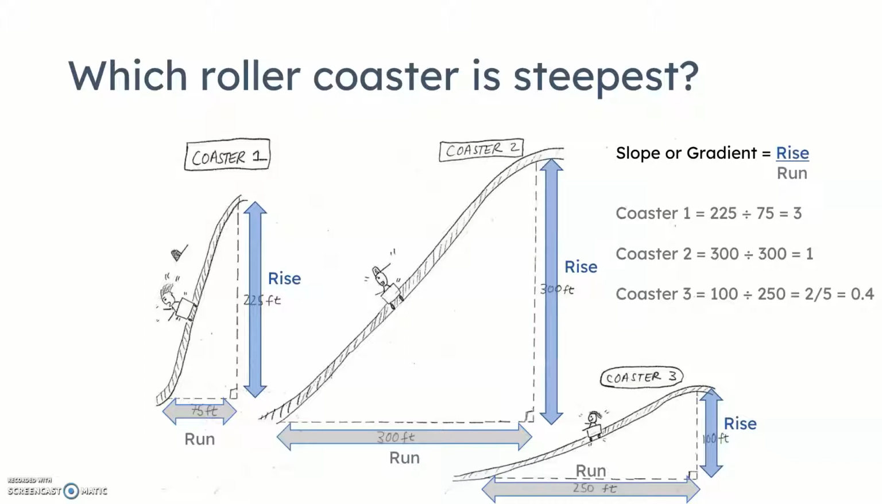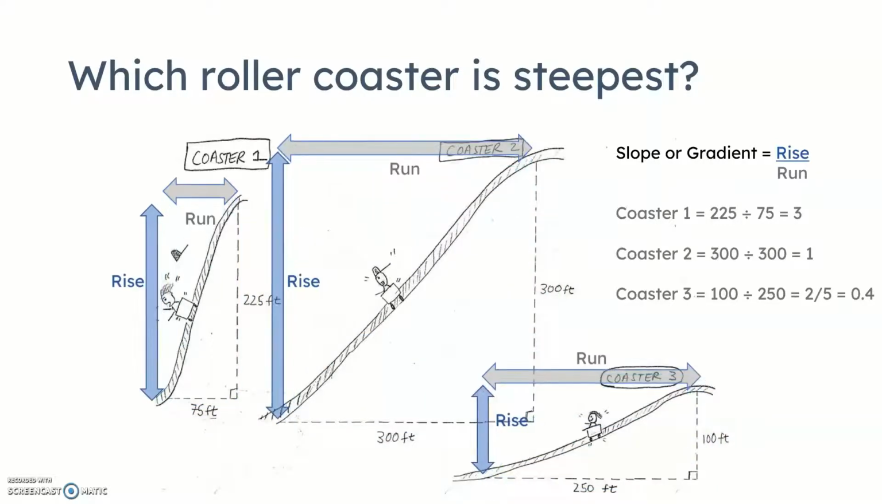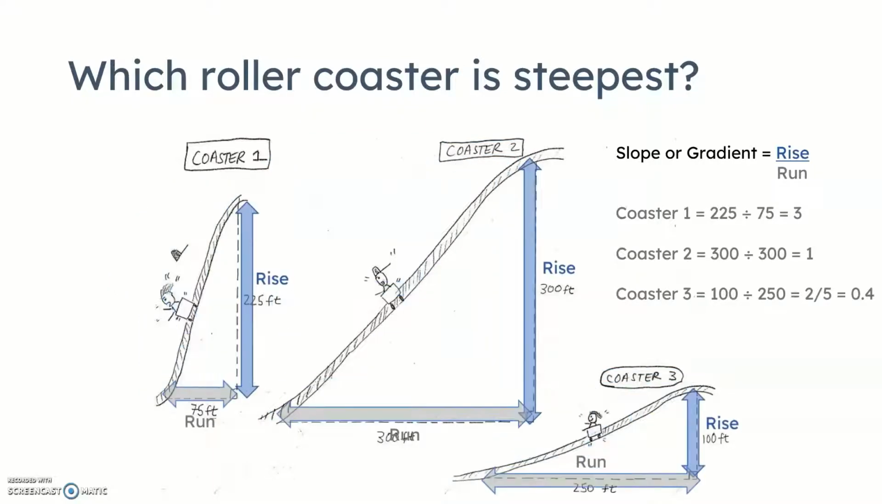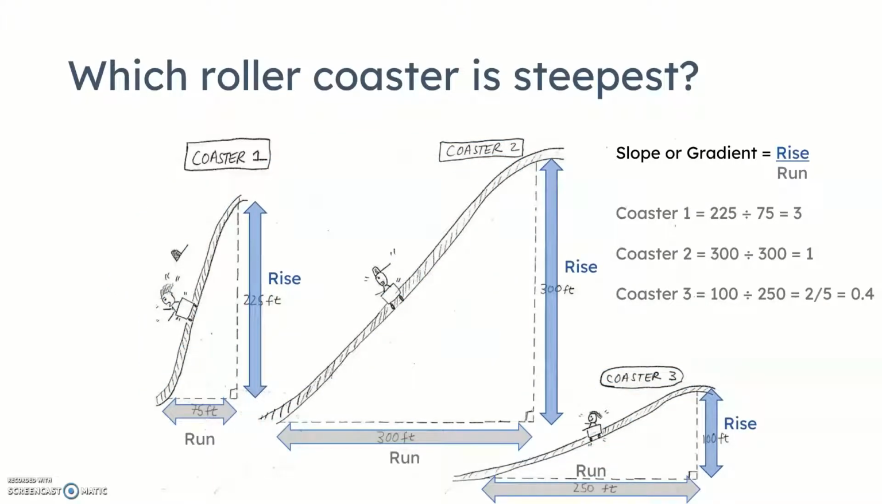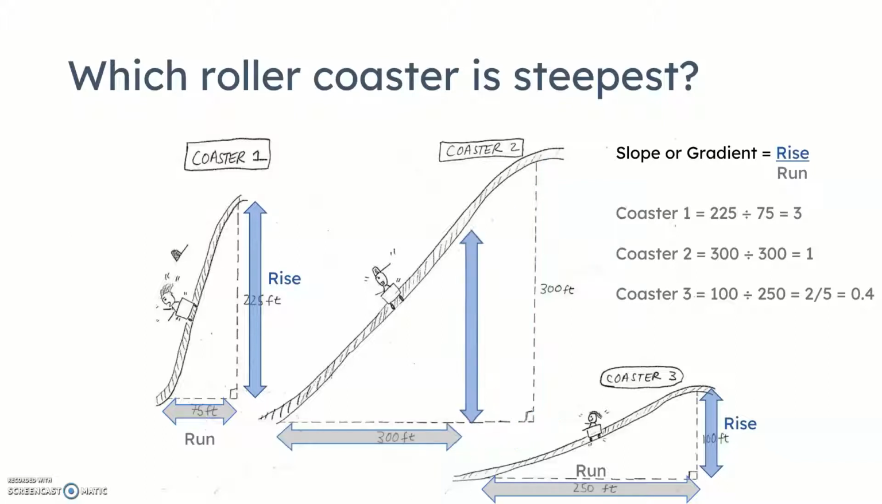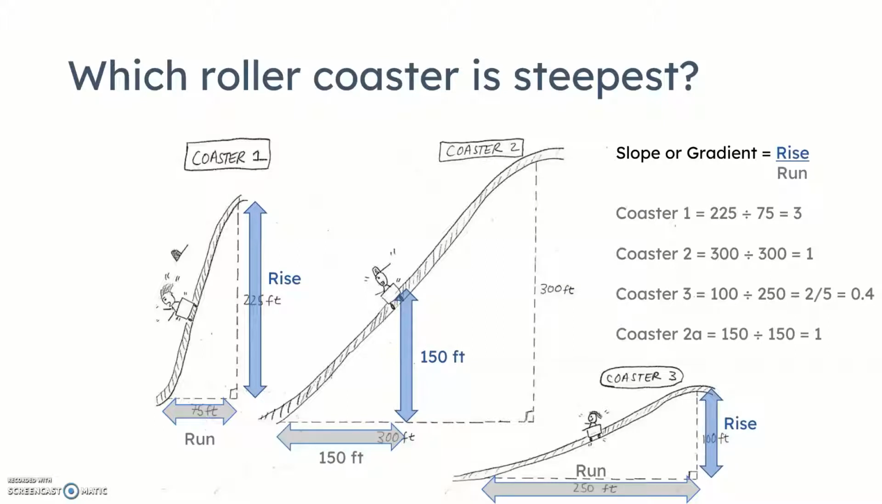It doesn't actually matter where we measure the rise and the run, so long as we measure the rise and the run, and the calculation is still rise divided by run. Now, I can imagine making a smaller roller coaster than 2, and if I make its height half as big and its length half as big, then its slope, coaster 2A, will be 150 divided by 150, will still be 1. And the slope of a straight line doesn't change.